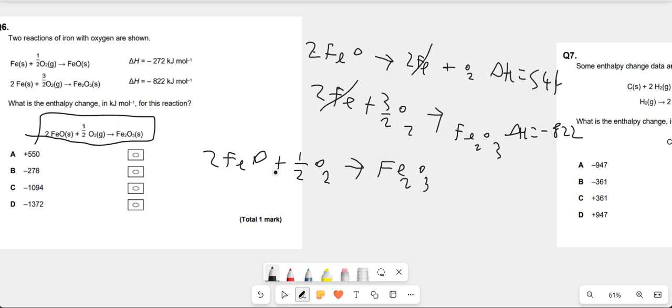Fe2O3, yeah? And that's it. That's the reaction I get. So do you see why I had to reverse the first equation and times it by 2? It's because that's how you do it. It will combine and it will cancel.